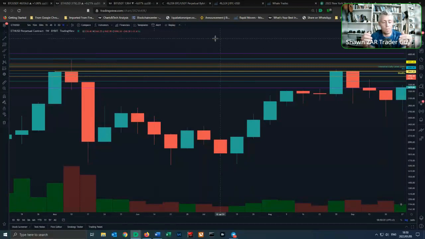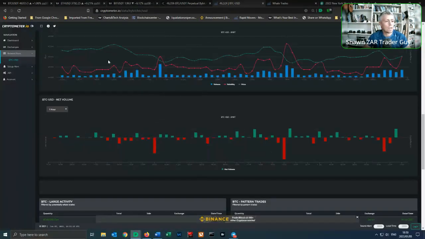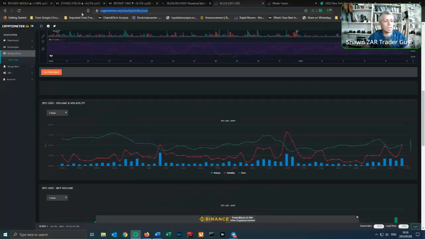I want to look at the order book and how you can see the order book. So there are 3 different tools that you can use. And the first is a website called cryptometer.io.